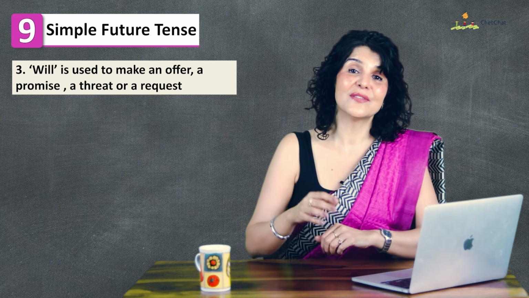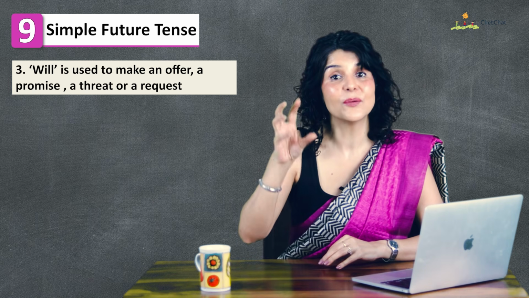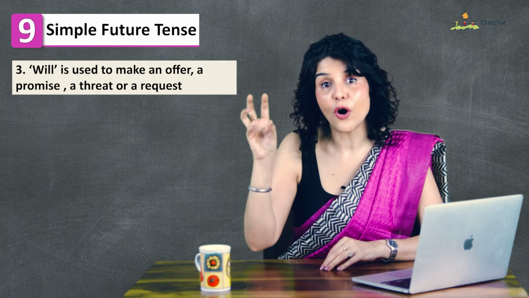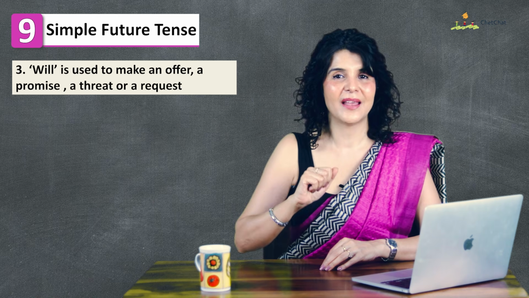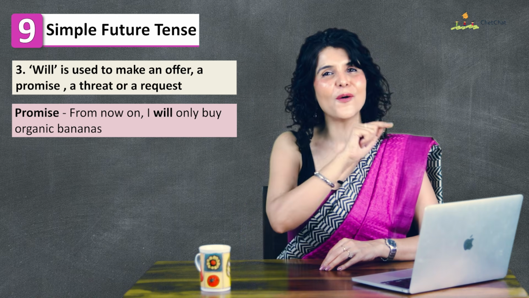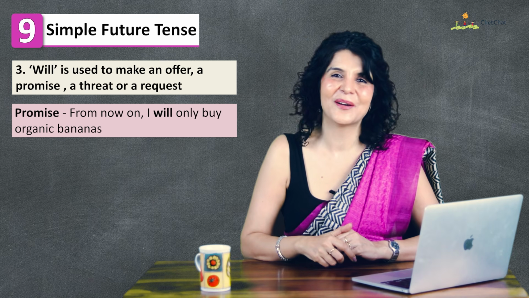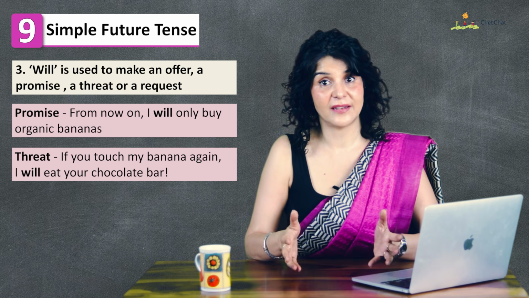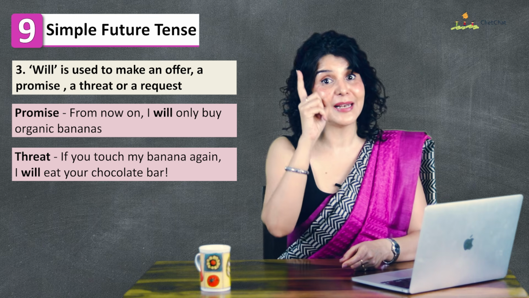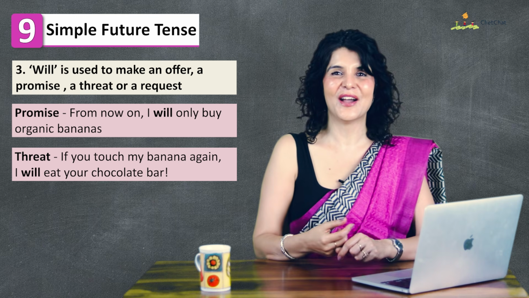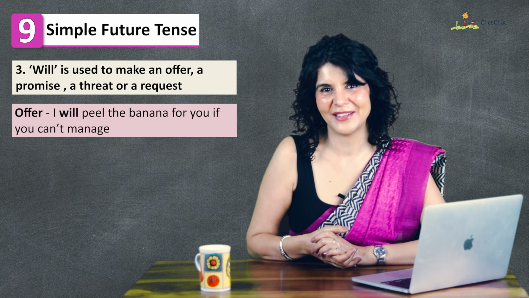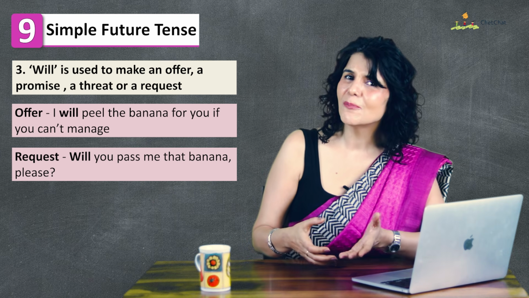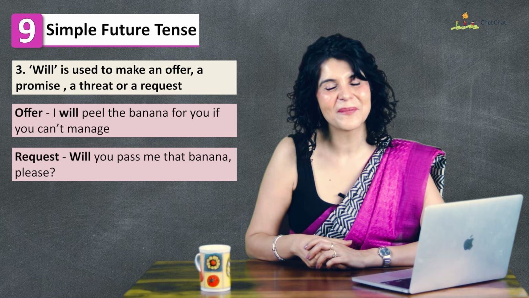Use number 3 of the simple future tense is that will is used to make an offer, a promise, a threat, or a request. Let's look at a promise. From now on, I will only buy organic bananas. Threat. If you touch my banana again, I will eat your chocolate bar. Offer. I will peel the banana for you if you can't manage. Request. Will you pass me that banana, please?